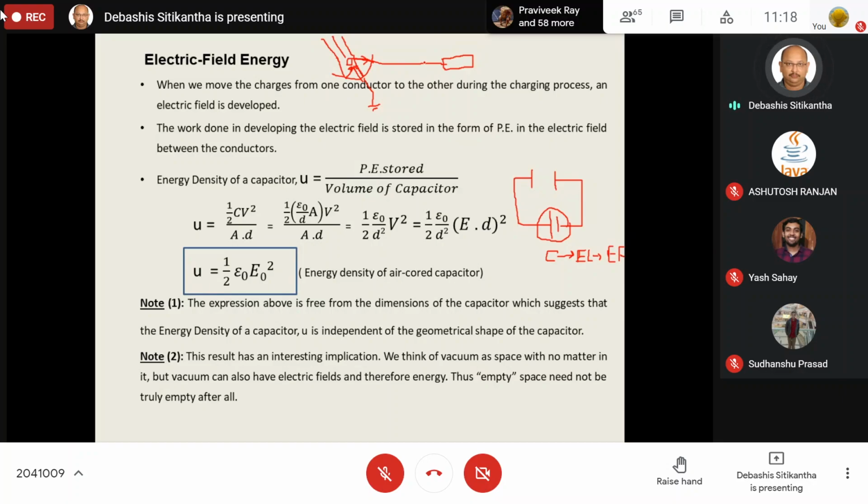So who is creating these electromagnetic waves? It is the electric field energy, or rather we can say that the electromagnetic waves are nothing but electric field energy. As it is written, when we move the charges from one conductor to the other during the charging process, an electric field is developed. The work done in developing the electric field is stored in the form of potential energy in the electric field between the conductors, and this energy is known as your electric field energy. So please try to understand the difference between electrical energy and electric field energy.